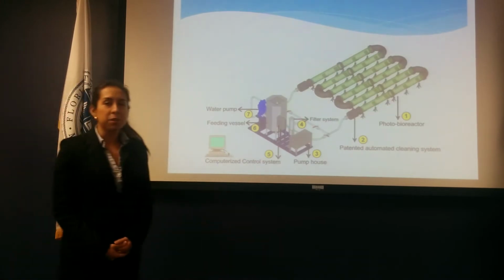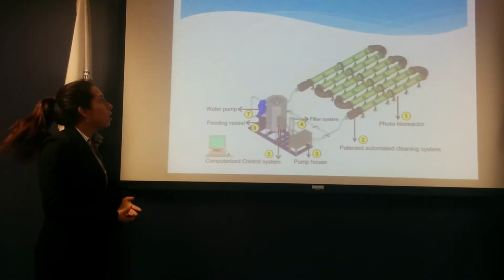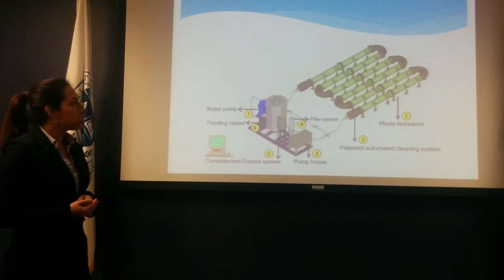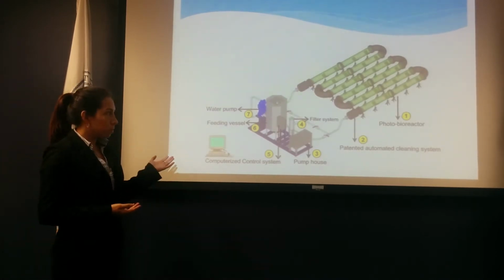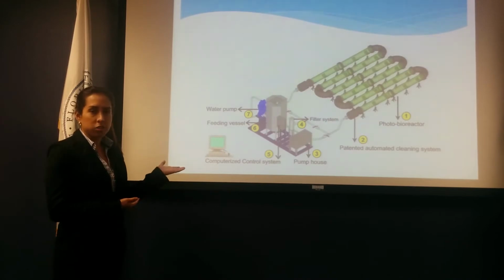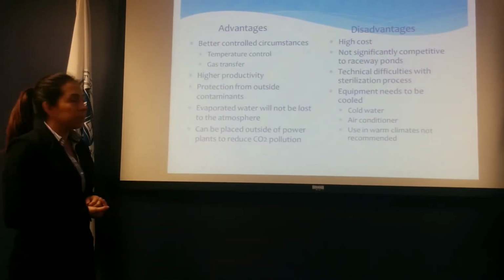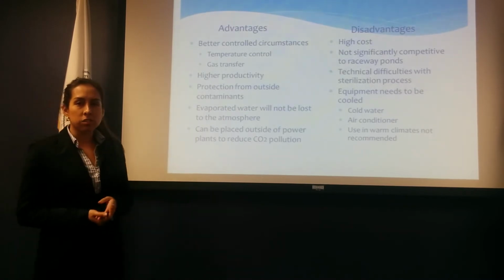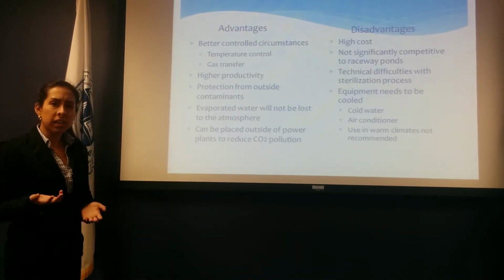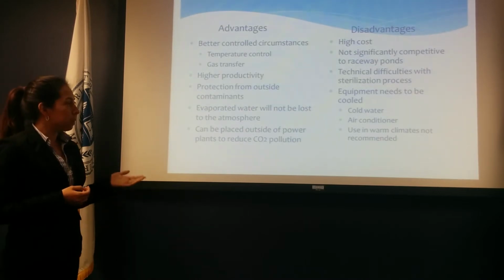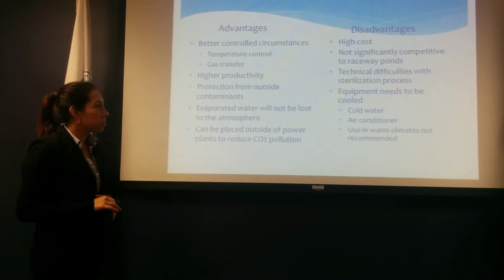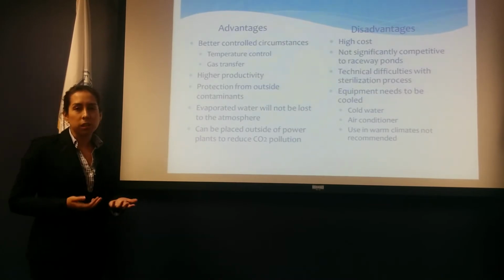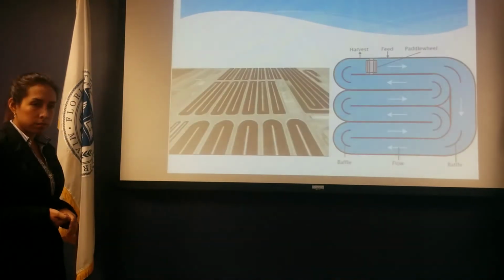Hello, my name is Maria Aramayo, and I'm going to introduce the first way of algae growth. It's called photobioreactor, and this is a simple graph of how it is achieved. Advantages and disadvantages. It has a good control of circumstances such as temperature and gas transfer. However, it's expensive and it needs to be cool. It needs cold water and air conditioner, and it doesn't work in warm environments.